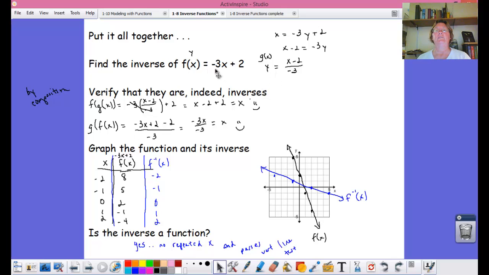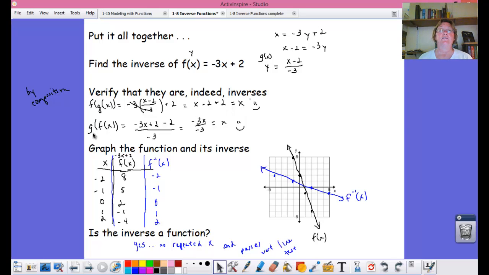Started out by finding the inverse of the function, switching x with y, solving for the new y. So my inverse function, I'm going to call it g of x here, is x minus 2 divided by negative 3. To verify that those two, f and g, are inverses, we compose them both ways. F of g of x, so I'm putting the g of x function in place of x here. So negative 3 times, and this is the g function, x minus 2 over negative 3. Then add that 2. Do the simplifying. Yep, you get x, which is good.